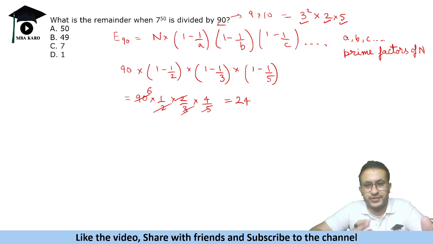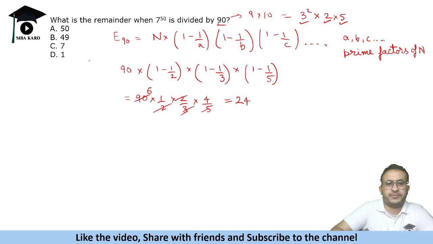Now what is the significance of Euler number? This is called Euler number. And this theorem is called Fermat's theorem.